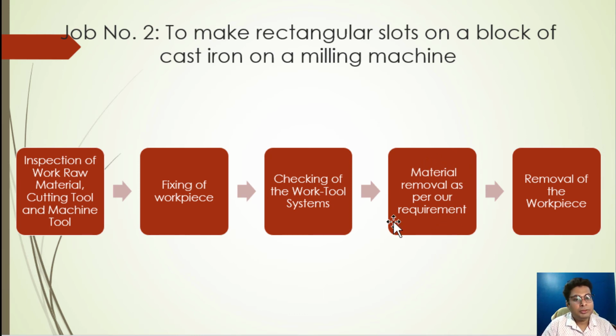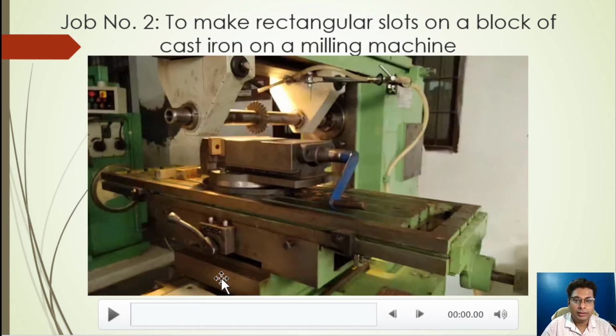Now, material removal as per our requirement, then removal of the workpiece after the requisite amount of the desired tasks has been performed on the work surface. Okay. Now let us see a video of how this is made.